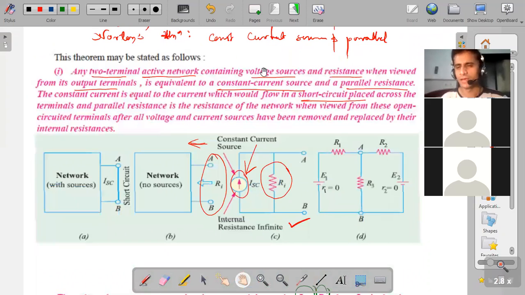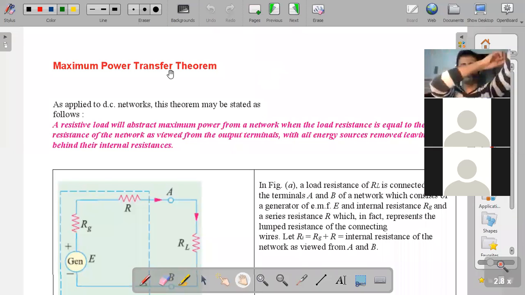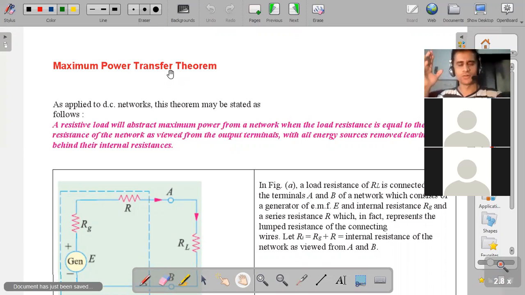Now, power P equal to product of V and I. Is it correct? See, the next point is maximum power transfer theorem. And dear student, power is the product of V and I. Is it correct? Hello student. Yes. I will write here.